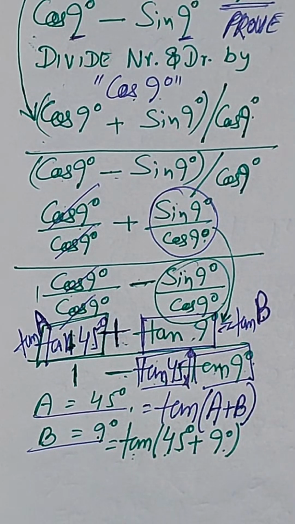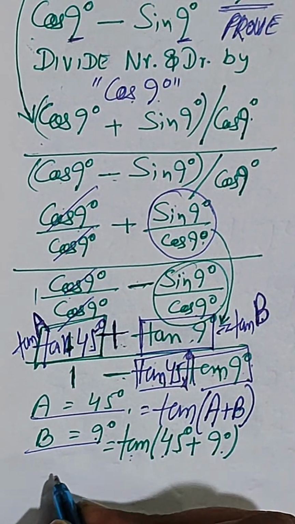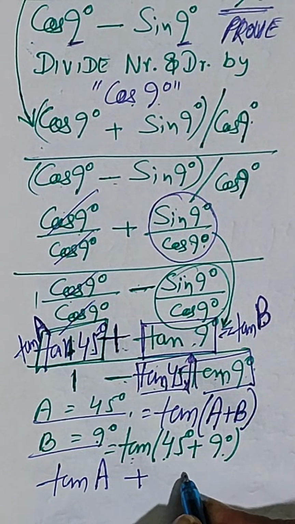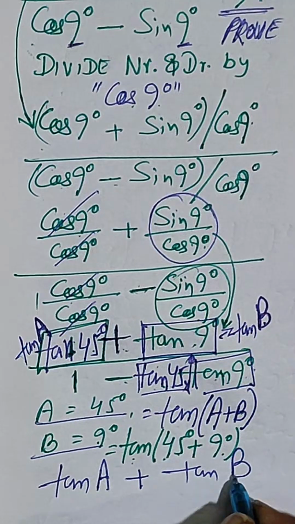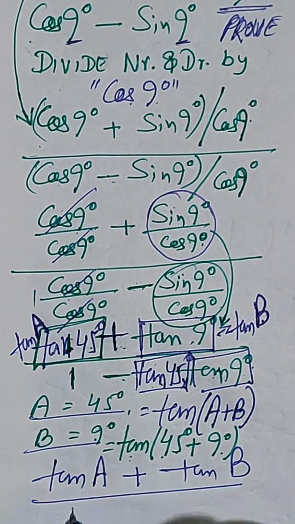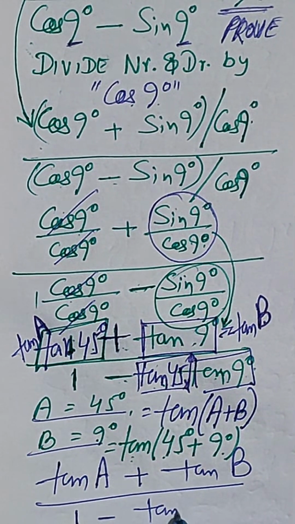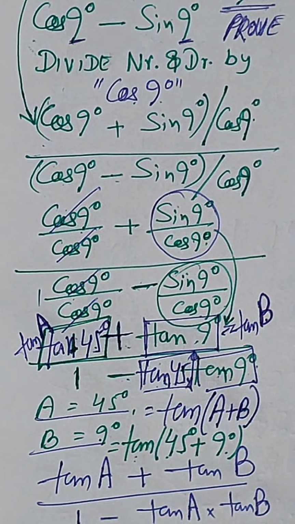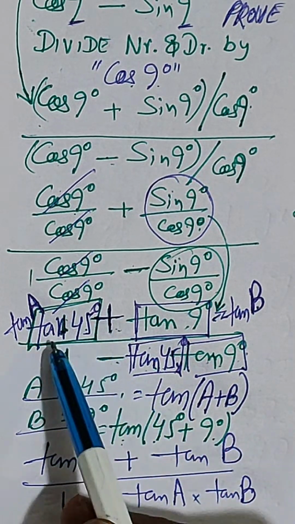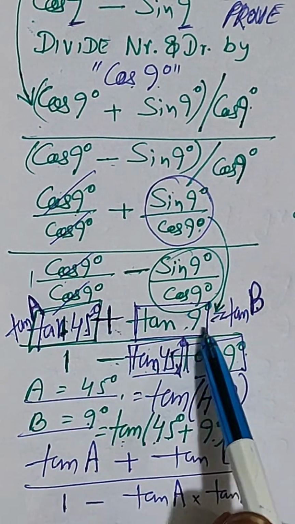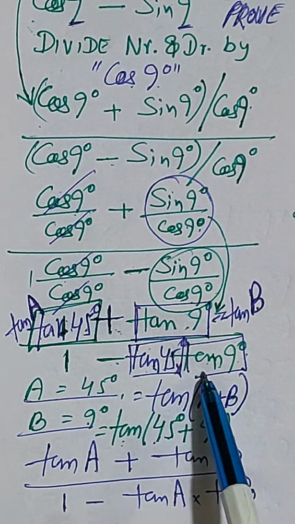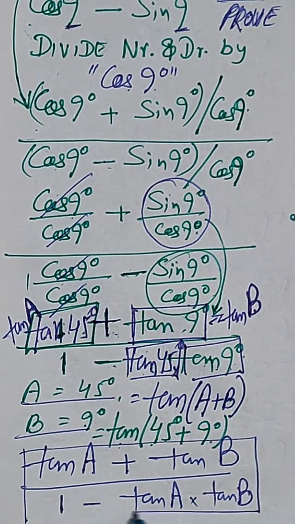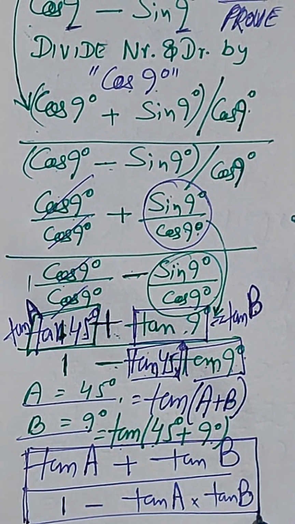If you remember the formula, what is tan(A + B)? Tan(A + B) is tan A plus tan B divided by 1 minus tan A multiplied with tan B. So this is directly resembling our tan 45 plus tan 9 divided by 1 minus tan 45 into tan 9, which is directly resembling the formula of tangent of A plus B, right?